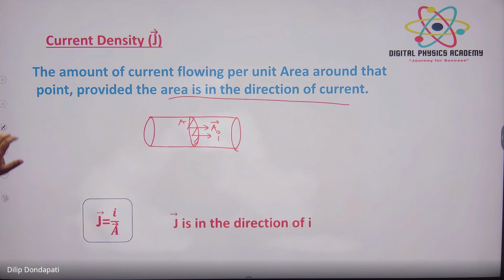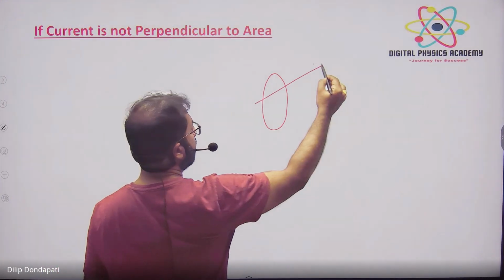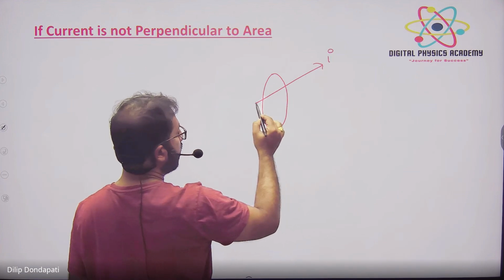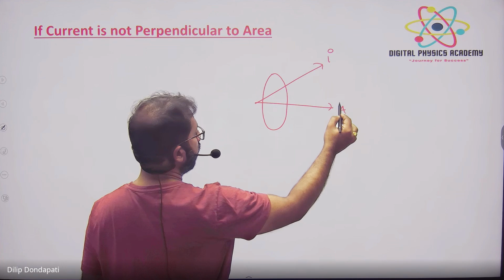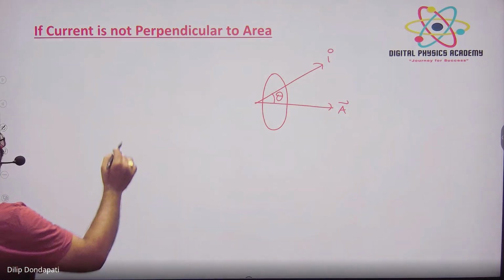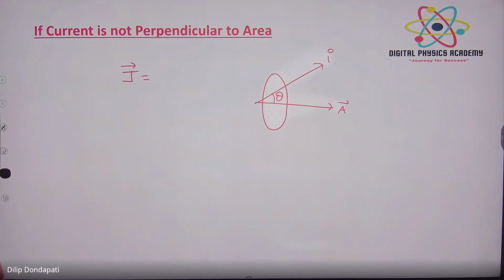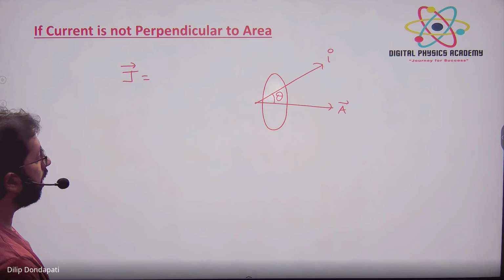Suppose the current is not perpendicular to the area. Look, this is the area vector, and I is like this, at an angle theta. Now in this case, can you tell me the formula for current density? The formula for current density is I cos theta by A.